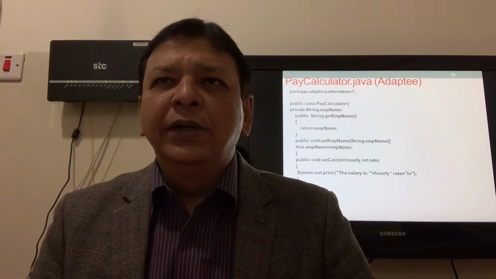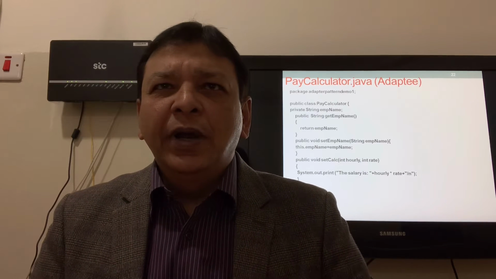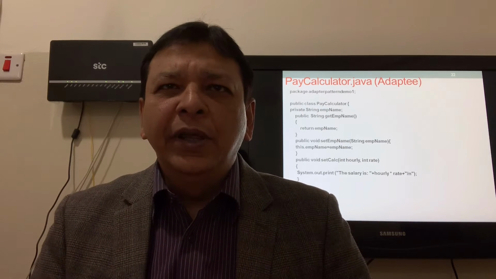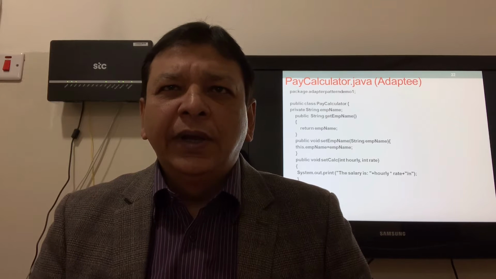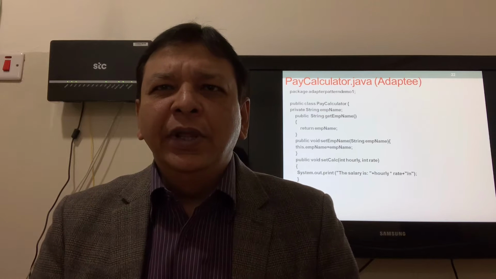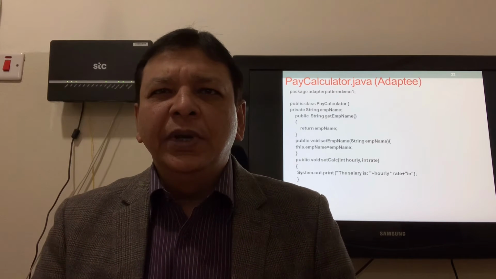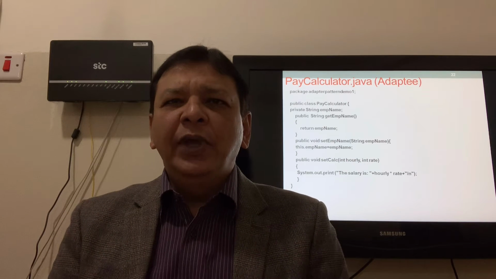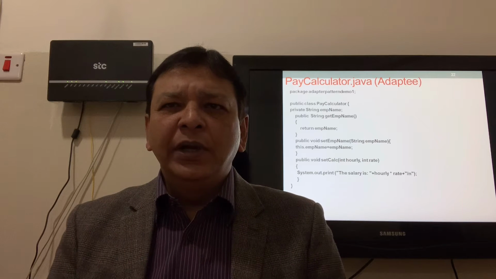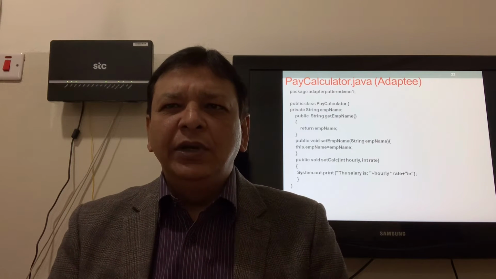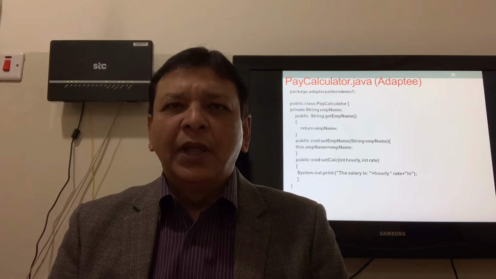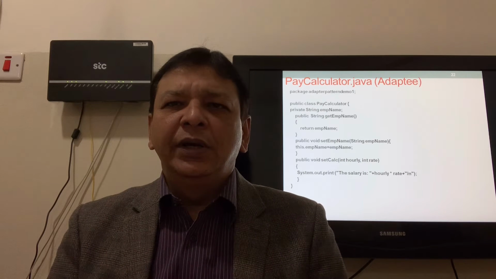Then you have PayCalculator, the adaptee. Package adapterpatterndemo1, public class PayCalculator. We define a private String empName, public String getEmpName, our first method, returns empName. Public void setEmpName(String empName), this.empName is equal to empName. And then we have public void setCalc(int hourly, int rate), System.out.print, the salary is hourly multiplied by rate. So we close the setCalc method and we close the class. That is our adaptee, PayCalculator.java.